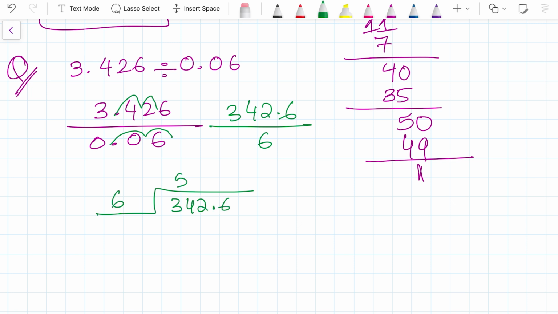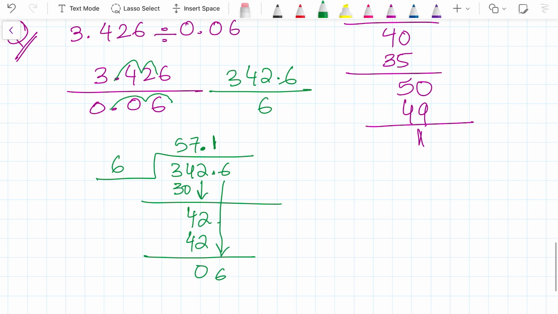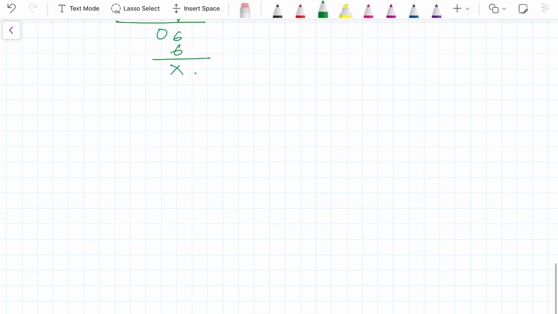6 times 5 is a 30. 4 remainder. 2 comes down. 6 times 7 is a 42. 0 remainder. 6 comes down. 6 times, there's also a decimal. Decimal will go up, then 6 will come down. 6 times 1 is a 6. Nothing. So my answer is 57.1 is my answer. Let's do more examples.